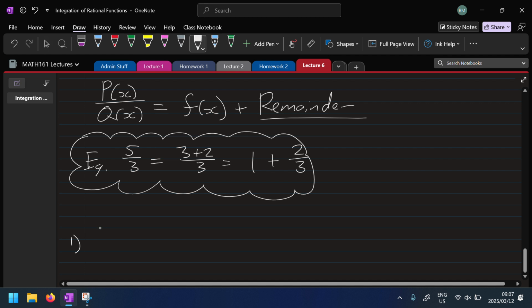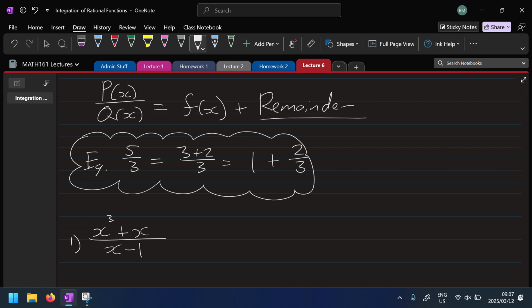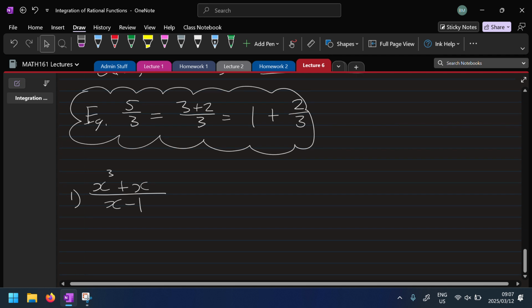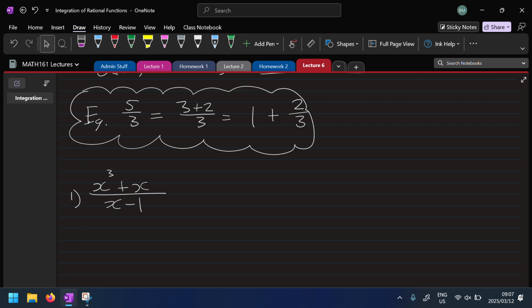Number 1, we've got x cubed plus x over x minus 1. So we see the degree of the numerator is 3. The degree of the denominator is 1. Okay, that's not right. We want the top to be less than the bottom. So we need to do the long division. And like I spoke about on Thursday, we set it up exactly the same as if we were dividing numbers. Okay, but here we're dividing polynomials. So we set up the long division like this.